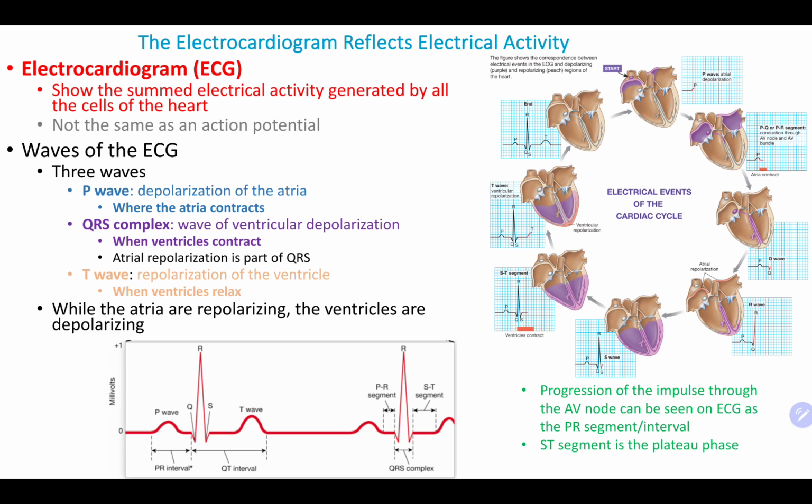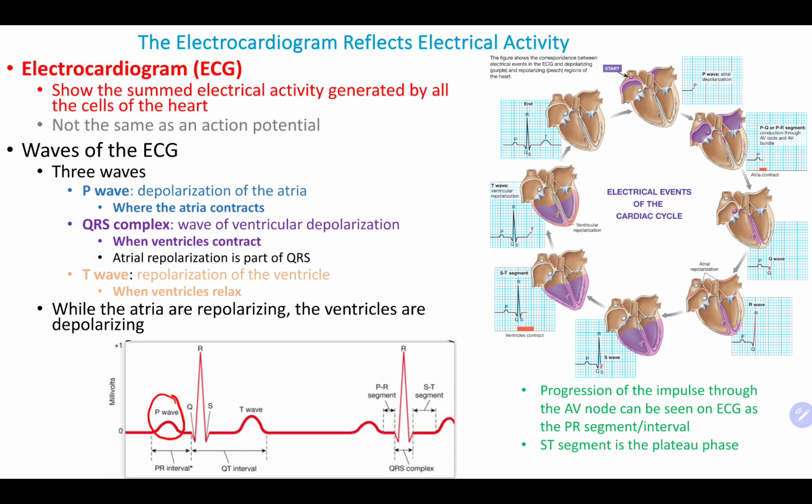So understand the different parts of an EKG too. We talked about this a couple of times, right? This electrocardiogram just shows the summed electrical activity of your heart cells. It's not the same as an action potential though, of course, but it does show the summed electrical activity of your heart. Now, there are going to be 3 waves, so understand these waves.